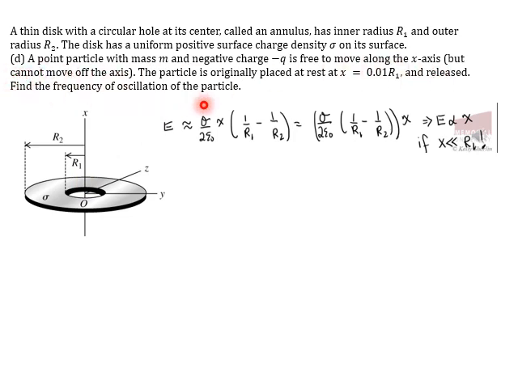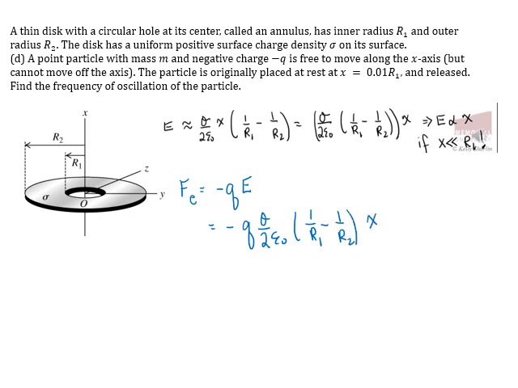Now the question is a bit loaded. Find the frequency of oscillation of the particle. So first of all, frequency of oscillation. Why does this oscillate? Does that make sense? Let's think about what's going on here. The electric force on the particle is equal to the charge of the particle, minus Q, times the electric field. So the force on the particle is minus Q times sigma over 2 epsilon naught times 1 over R1 subtract 1 over R2, times X.